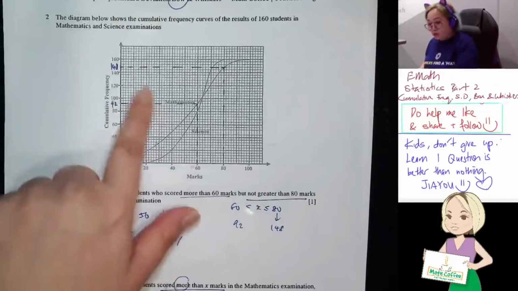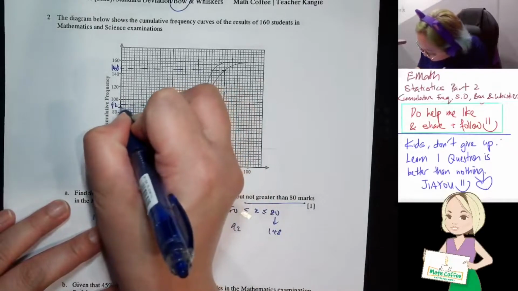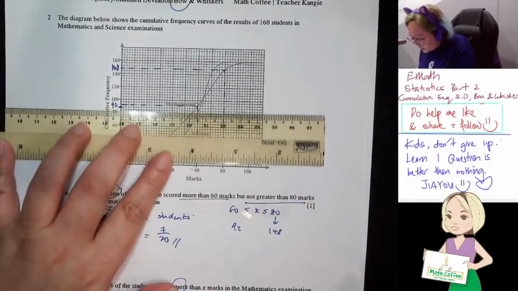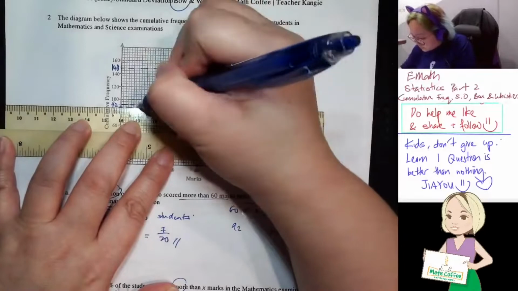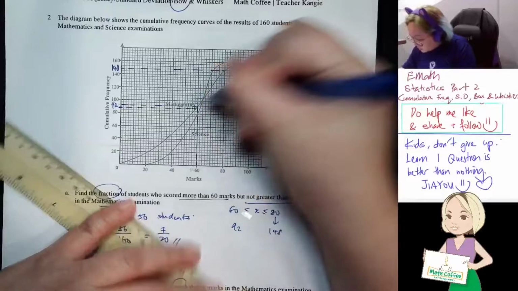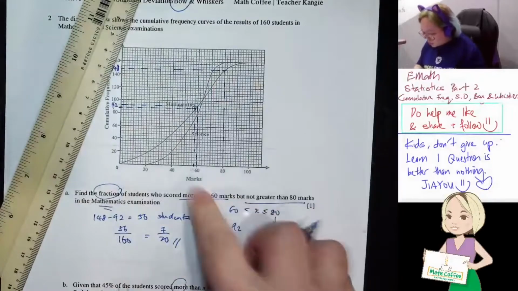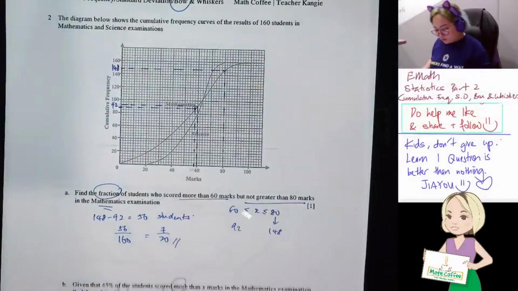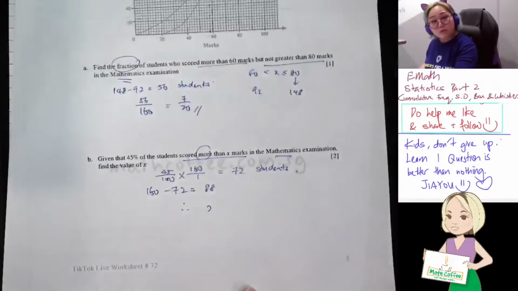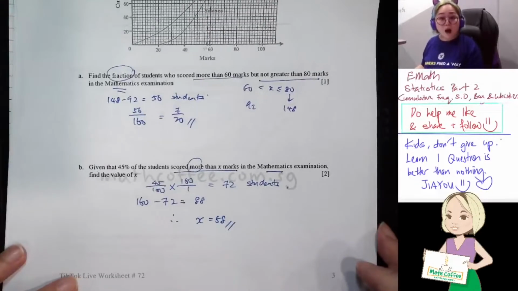And so we will go to the graph here, go and find your 88. 88 will be here. Again, it is maths. So you will go to 88. Here. So it will be this point here, which is 58. So my X is equals to 58. Done.